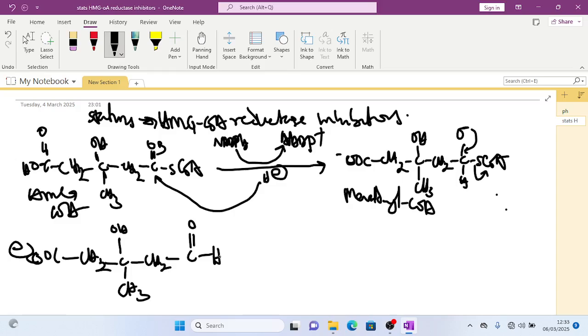Now the question is, what happens when you reduce an aldehyde? When you reduce an aldehyde, it becomes an alcohol, right? When you oxidize an alcohol, it becomes an aldehyde. When you oxidize the aldehyde, then it becomes carboxylic acid. So we are going to reduce this aldehyde group so as to form an alcohol. Of course, the same enzyme catalyzes the process utilizing NADPH.